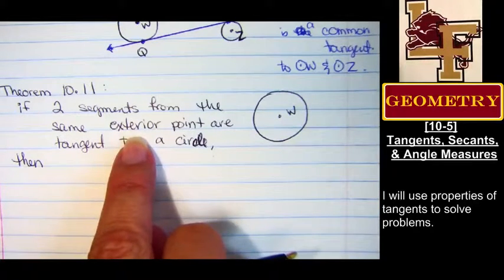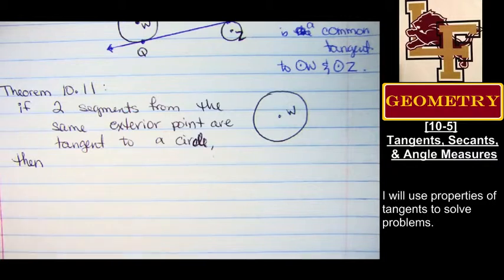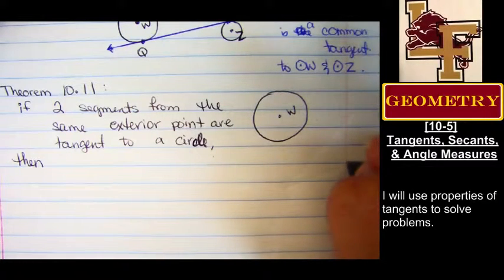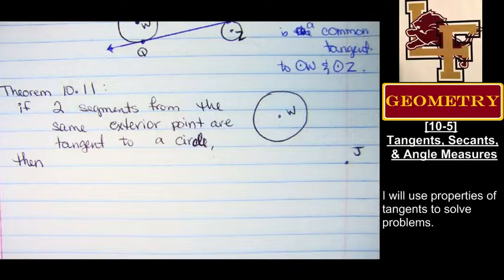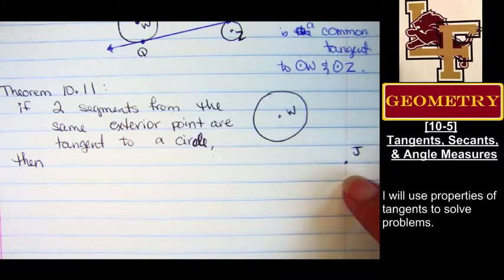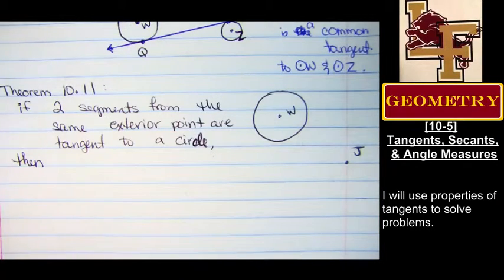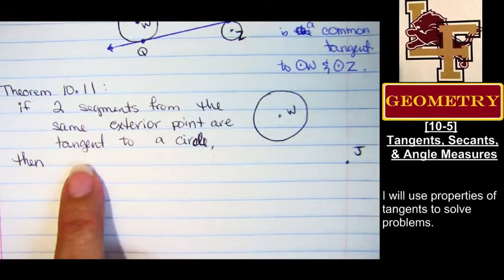What does exterior mean? Yeah, outside. So somewhere outside of the circle, there's this point which we'll use, his letter, J. So somewhere not inside of the circle, somewhere outside the circle. I'm going to put it there, and I'm going to name it J. I need two segments that come from this exterior point, J, and go toward the circle and are tangent.